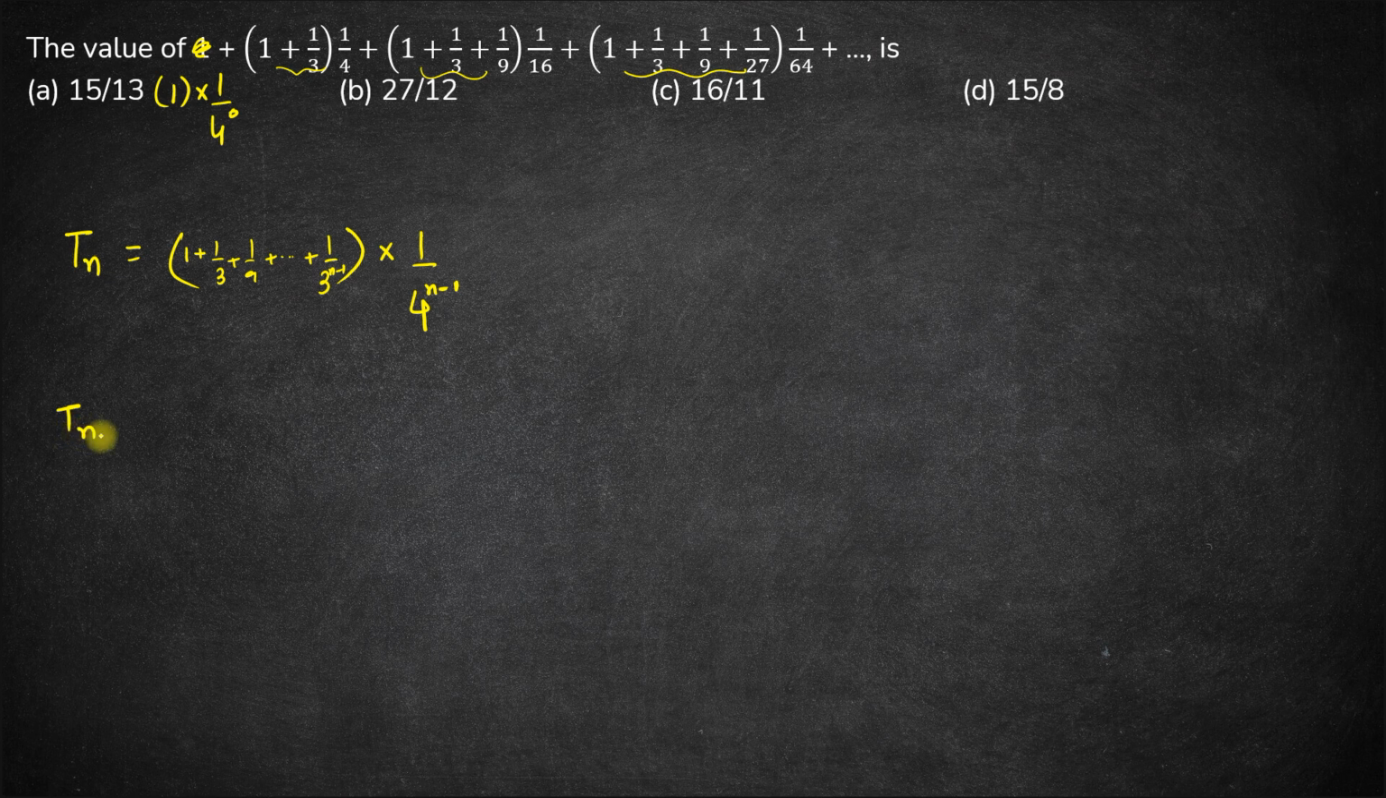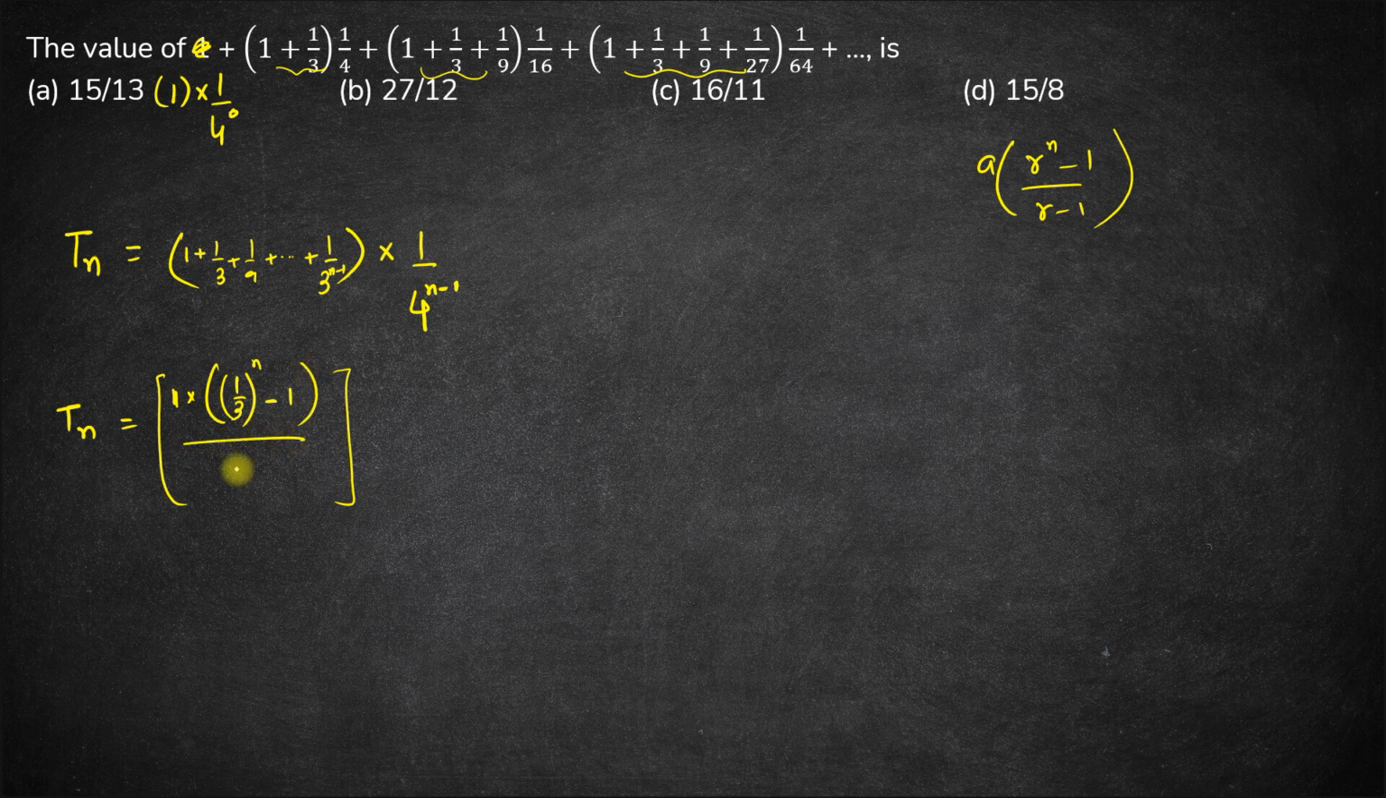So now let's try to simplify this. This is a GP with the common ratio of 1 by 3 and the first term as 1, right? So the sum of this GP will be, we know the sum of a GP is a into r to the power n minus 1 upon r minus 1. So the first term here is 1 into common ratio 1 by 3 raised to the power number of terms which is n, minus 1, upon 1 by 3 minus 1, into 1 upon 4 to the power n minus 1. So this 1 can be ignored, 1 into anything is 1.